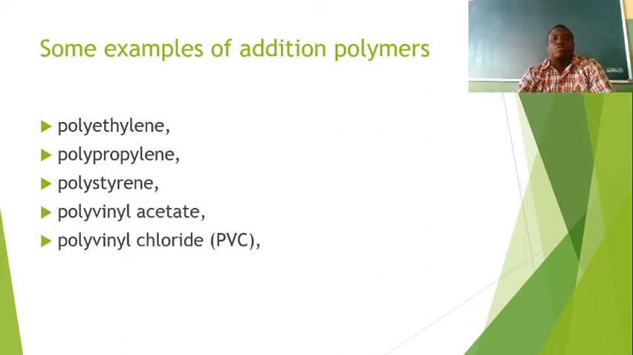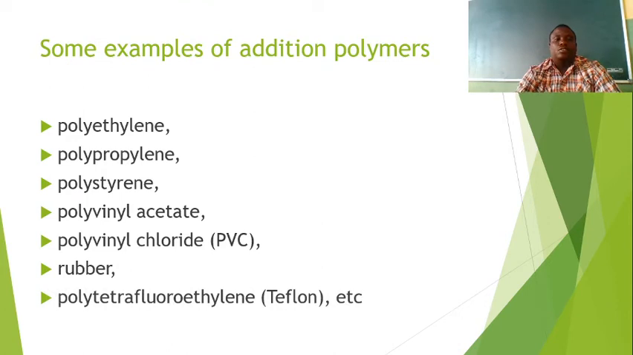Those are examples of polymers formed from addition polymerization. There is also polyvinyl chloride, which is PVC, used in PVC pipes; we will explore it a little bit here. And there is rubber. And there is also polytetrafluoroethylene.